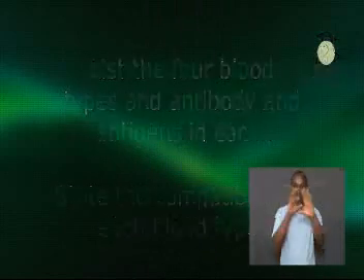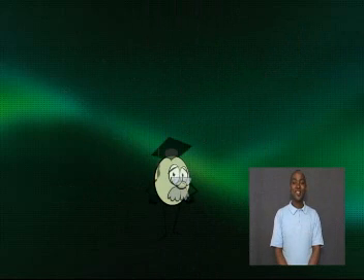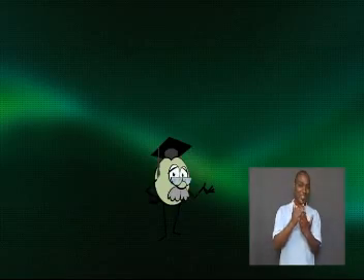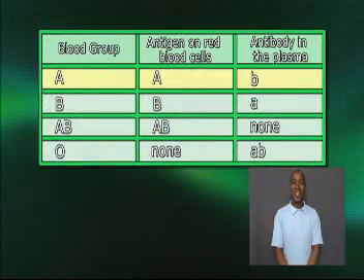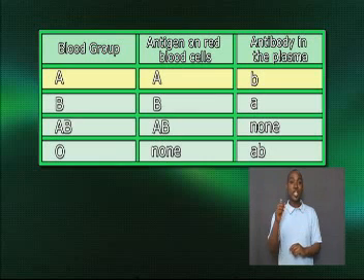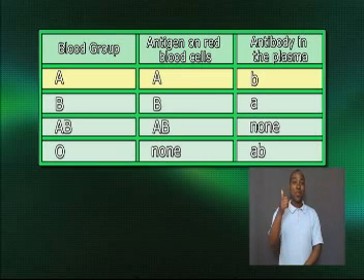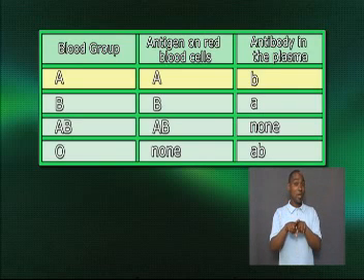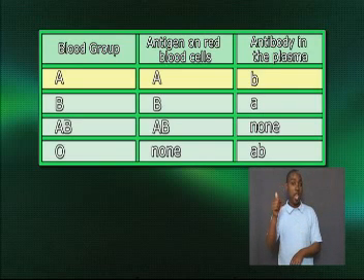Time's up! Let's get back to our lesson. Hello again, students. How did you do? Type A blood consists of antigen A and antibody B. Type A is compatible with type A and type AB blood.